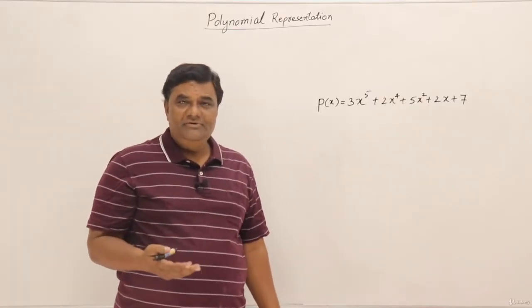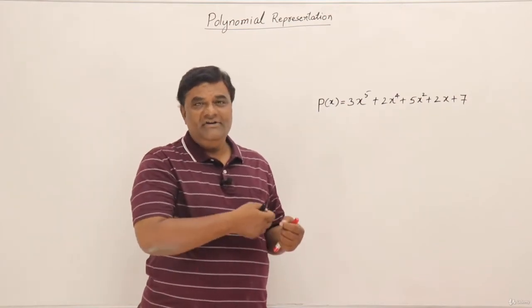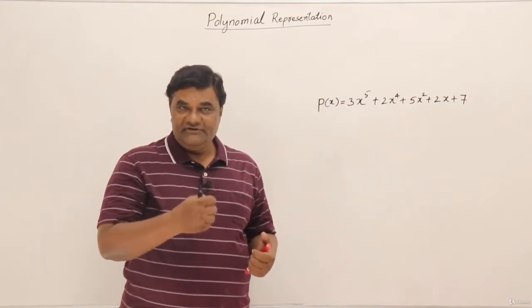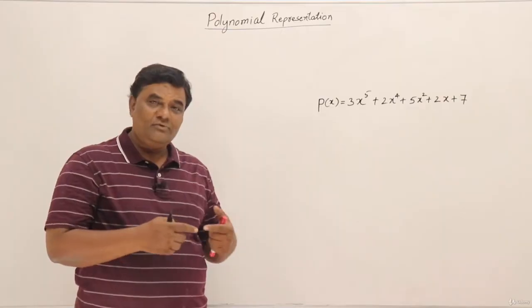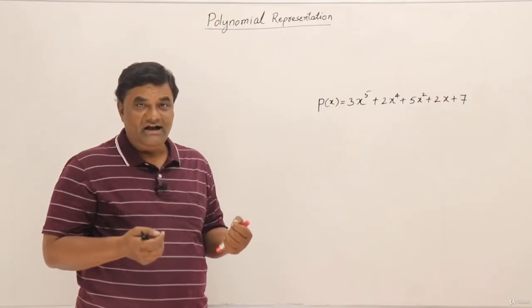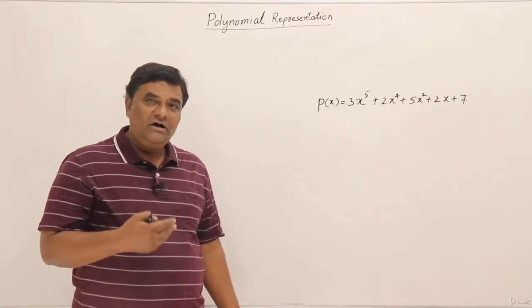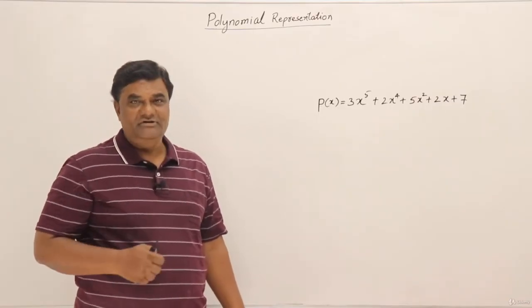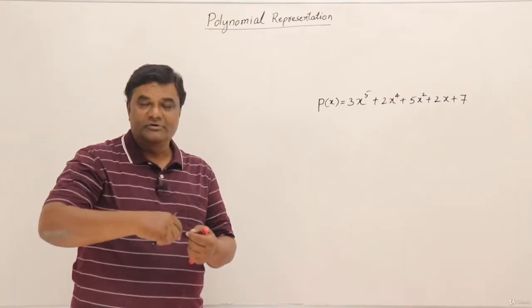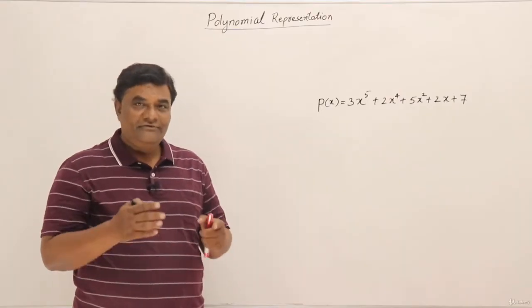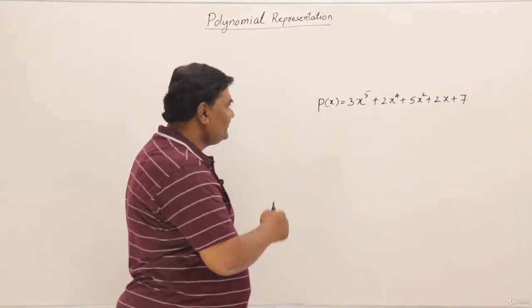Our programs should be able to evaluate the value of this polynomial if the value of x is given, or if there is more than one polynomial, they should be able to add, subtract or multiply them. So first of all, how should a program represent this polynomial, how will we store this polynomial in our program? So for representation, let us observe.